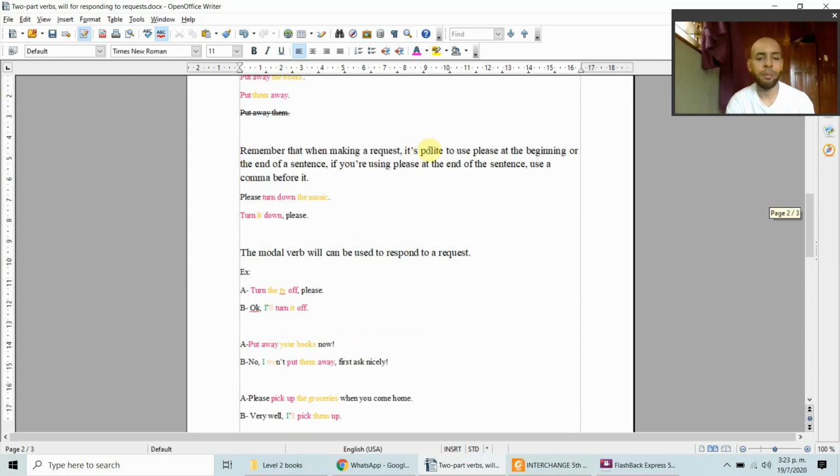Remember that when making a request, it's polite to use please at the beginning or the end of a sentence. If you're using please at the end of a sentence, use a comma before it. For example, you can say, please turn down the music. You can say turn down the music if you wish, but if you use please, it sounds more formal, more polite. Please turn down the music. Or turn it down, please.